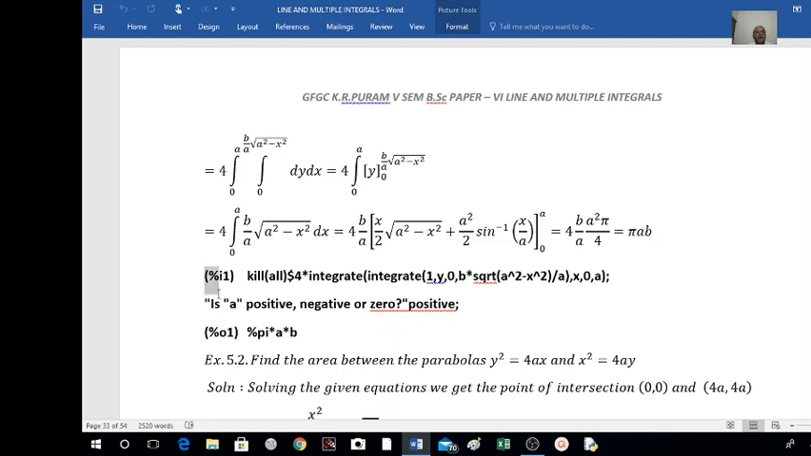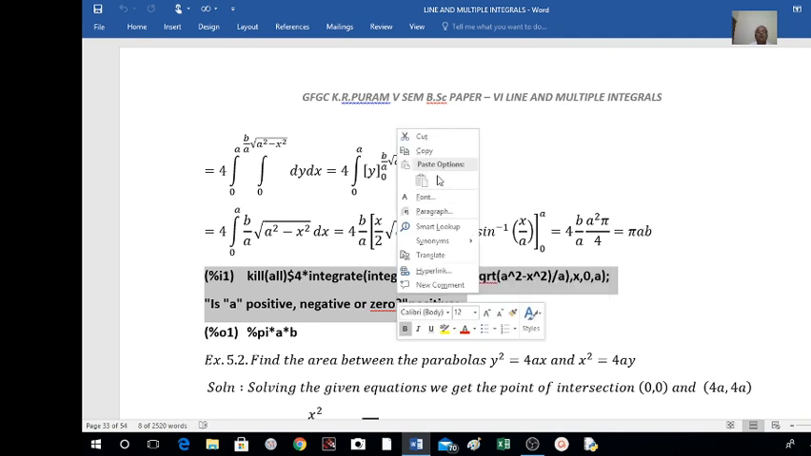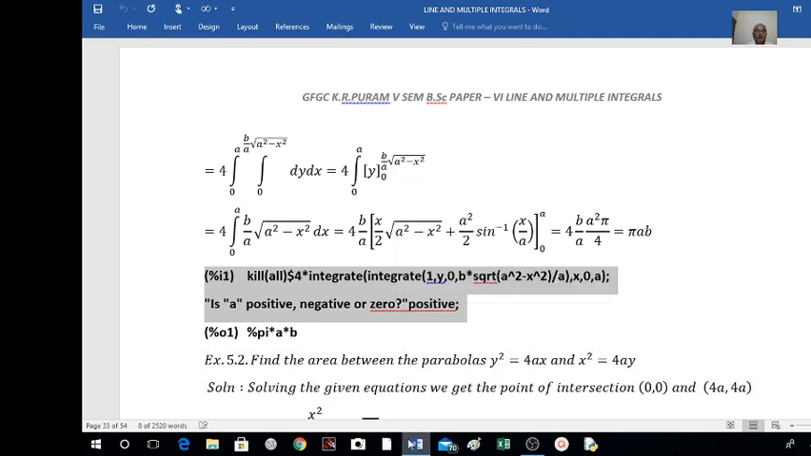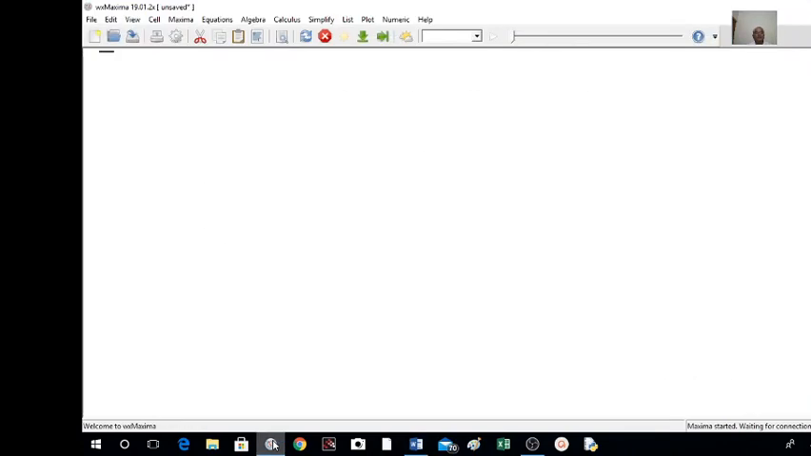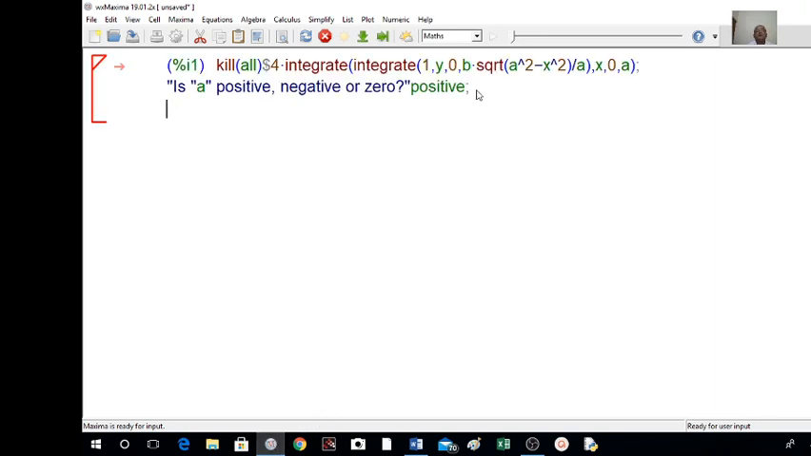And we can find out the area using Maxima. So this integral, I will copy this one and open Maxima. Here I will paste. Okay, I will delete this. So here the command is a double integration. I have given kill(all)$. This is required integration 4 times.